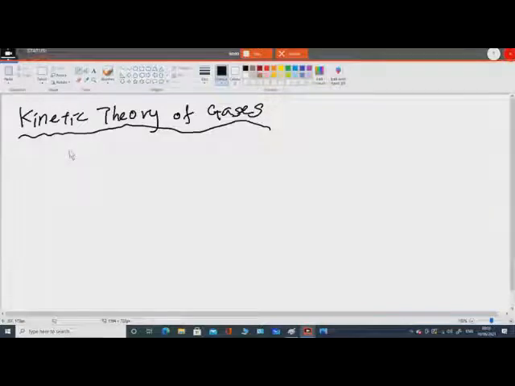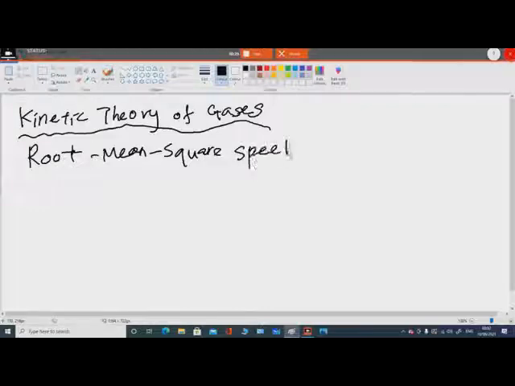Okay, so let's continue our chapter on the kinetic theory of gases. Let's continue with the root mean square speed of molecules. So what is actually meant by the root mean square speed of molecules?